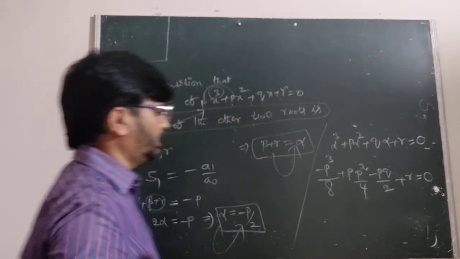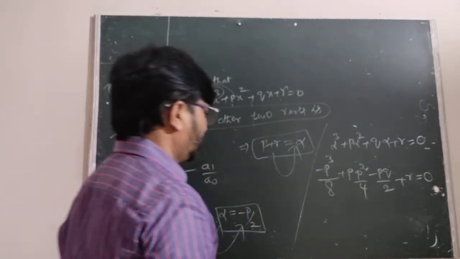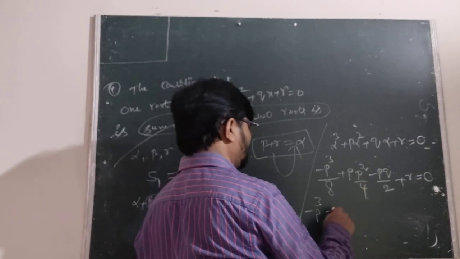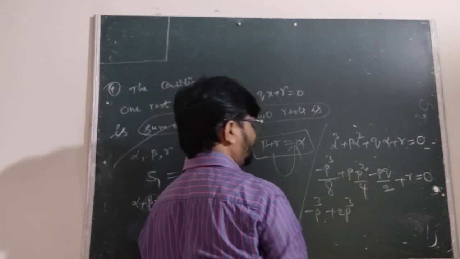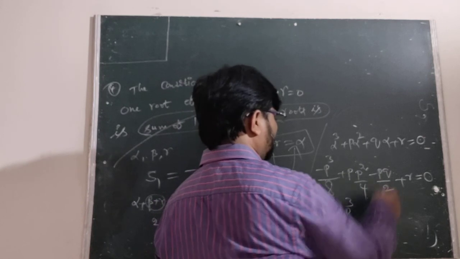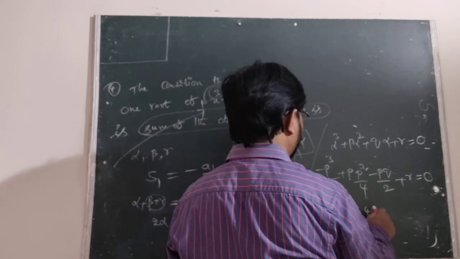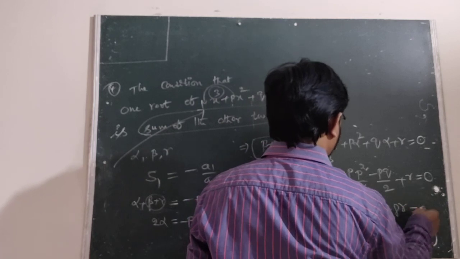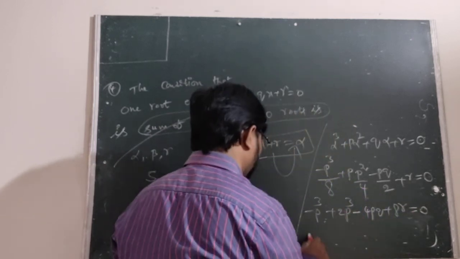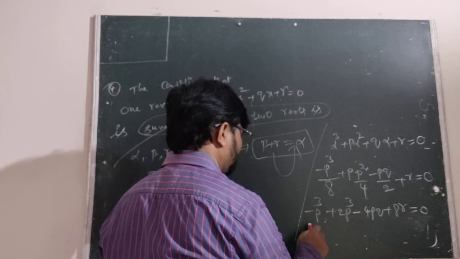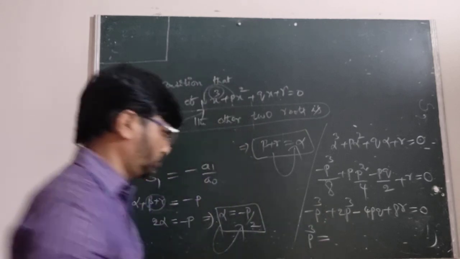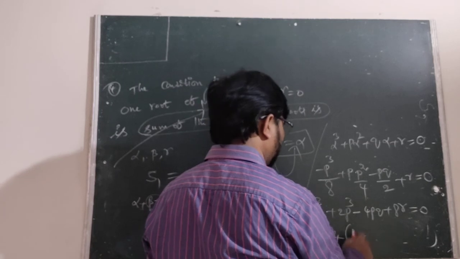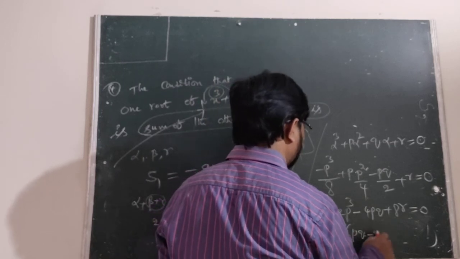Now we are taking the LCM, which is 4 here. Now this is minus p cube. Now this is 4, 2 times 2 p cube. Now this is minus 4 p cube. Finally 8 r equal to 0. Now 2 p cube minus p cube is p cube, equals 4 is the common factor, 4 into p cube minus 2r.